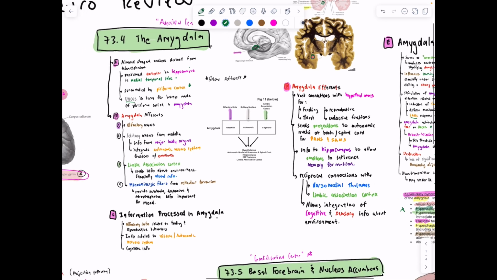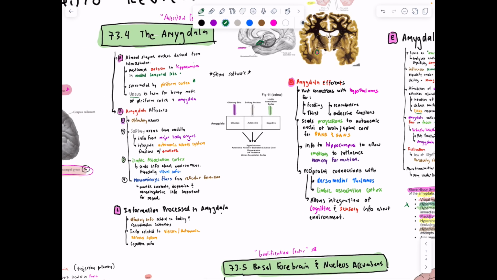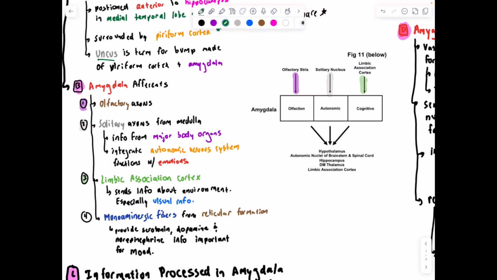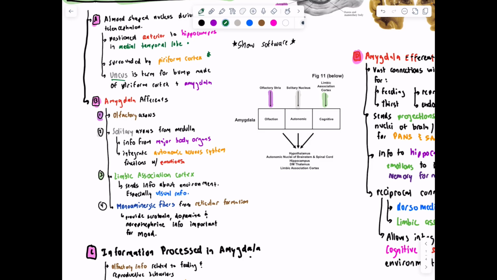And the question is, how exactly is it getting its information? The afferents are sort of olfactory, right? So smell. Then we have the solitary nucleus of the medulla, part of the brainstem, and that's going to give us information about the organs of the body. And the idea is that we want to be able to control the autonomic nervous system, sympathetic and parasympathetic, right, and integrate its functions with emotion.